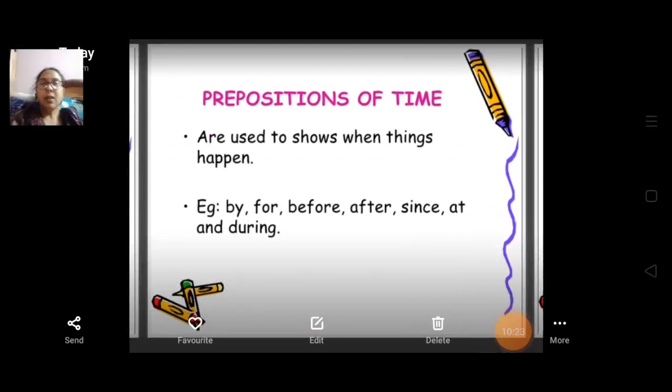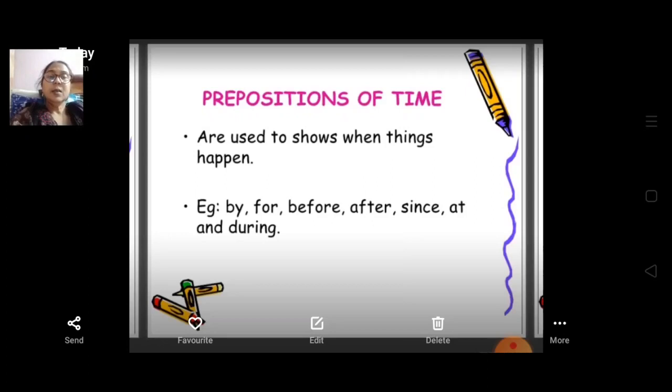Now we are going to start the third type of preposition, prepositions of time. Prepositions of time indicate time or duration, and they are used to show when things happen. For example, by, for, before, after, since, at and during, they all show when things happen. It means prepositions of time indicate time or duration. For example, I reached the school at 7 a.m.